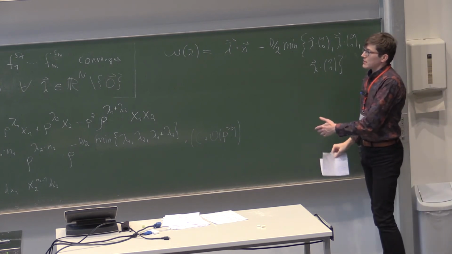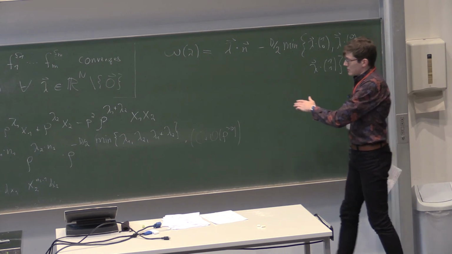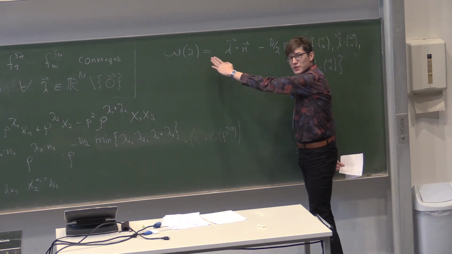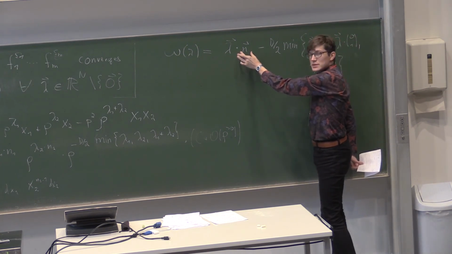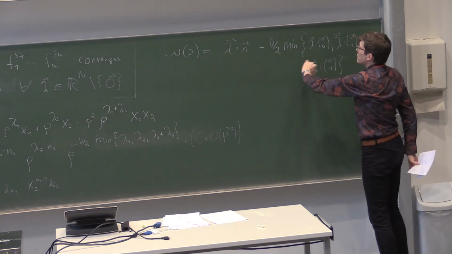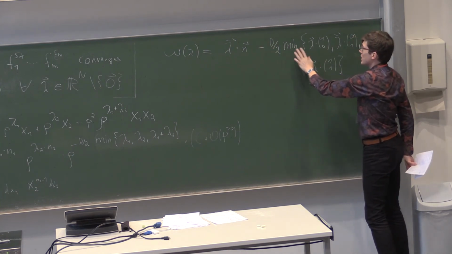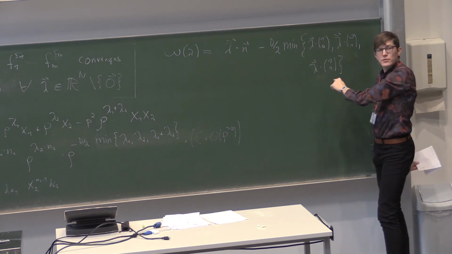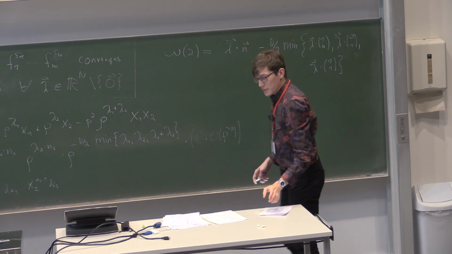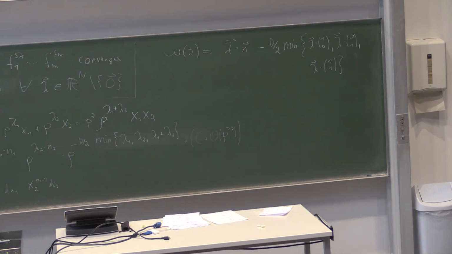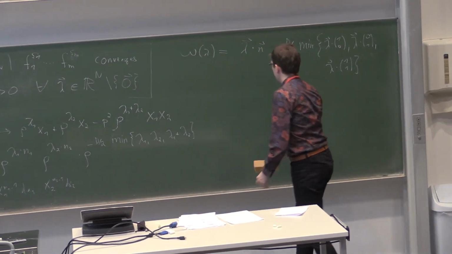So what this says is that the condition to be convergent is equivalent to the statement that for every non-zero vector lambda, we want the dot product of lambda with our indices n to be bigger than d over 2 times the minimum of the dot product with these three vectors. Okay. So now we can draw a picture of this. Let me draw a picture.